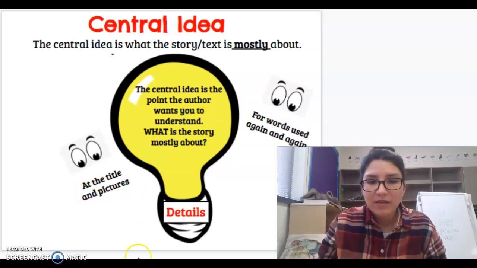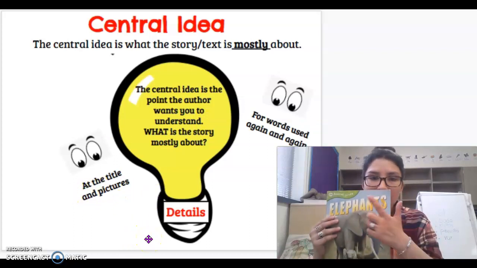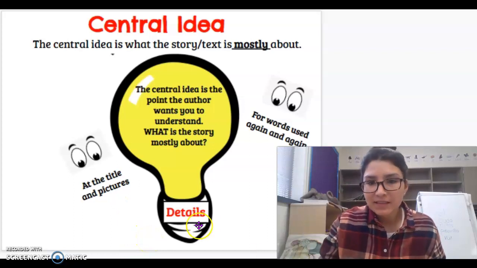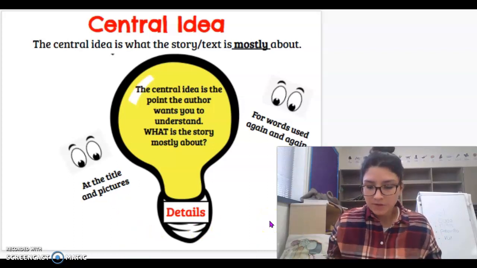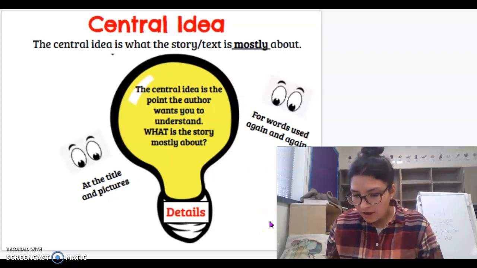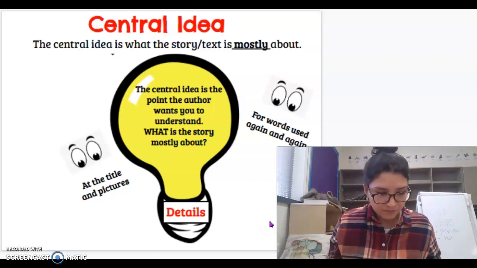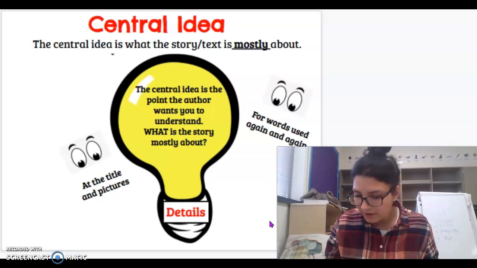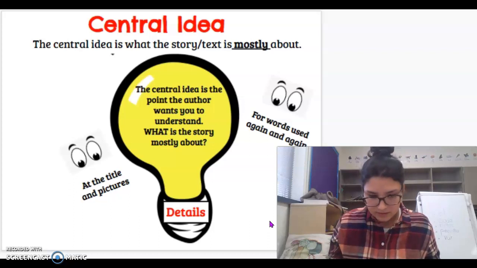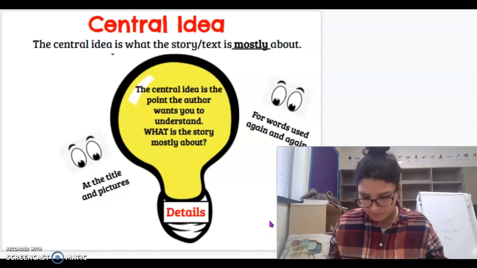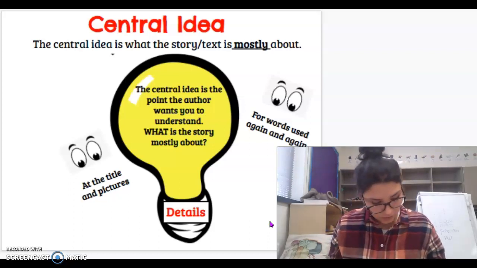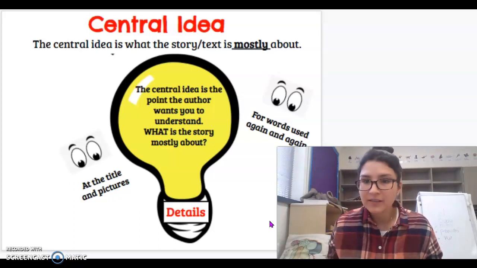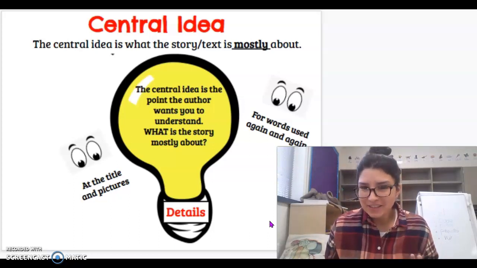So look at the title and pictures, which we did, elephants, and I showed you some pictures. Details. I told you a few things. Elephants are large mammals. Elephants protect themselves from the sun by finding shade under the trees. Elephants greet each other by touching with their trunks. So those are all details I just told you, okay? And that's a good clue that what we're about to read is all about elephants.